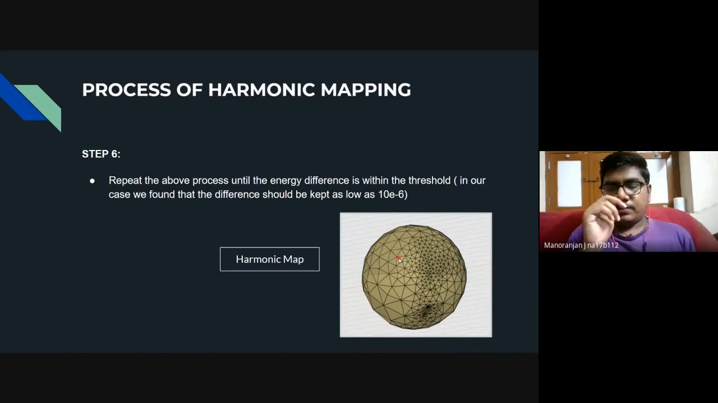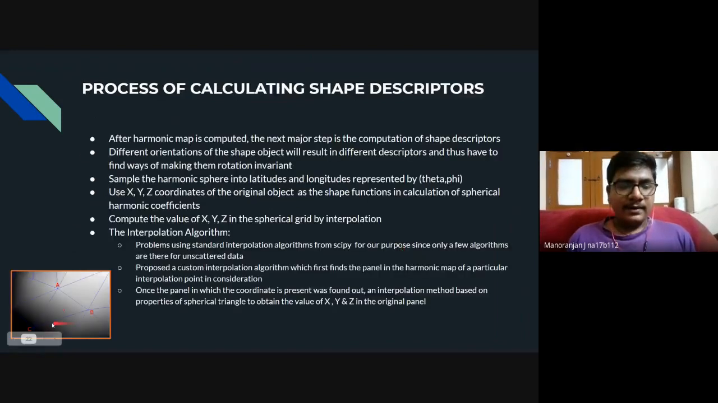So it should all be either positive or negative, depending upon how the normals of the planes are oriented. Based upon that, we can conclude that the point under consideration is inside a panel. And once we decide which panel it is in, we'll be using concepts from spherical triangles.